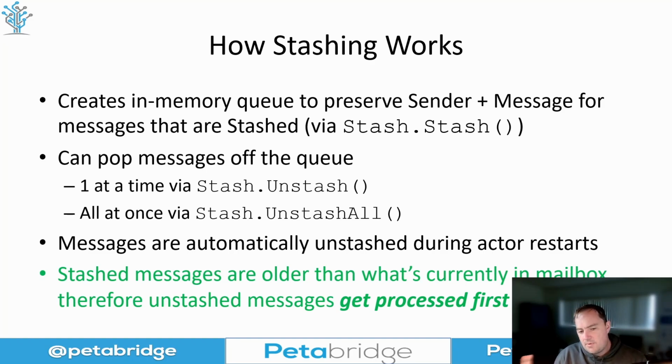So when we call unstash or unstash all, those messages actually get prepended to the front of the actor's mailbox. So when we use a stash, we actually transform the mailbox structure to function as a double-ended queue. And the queue that contains the stashed messages always gets serviced first. That's how we're able to implement this double-ended queue functionality.